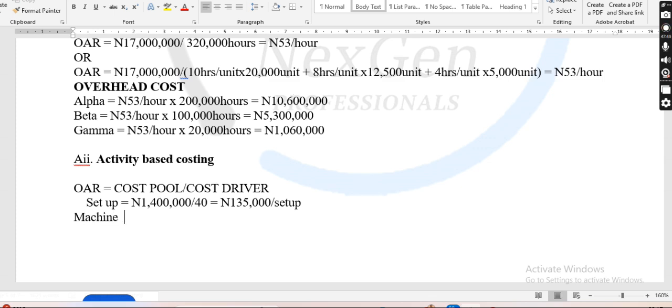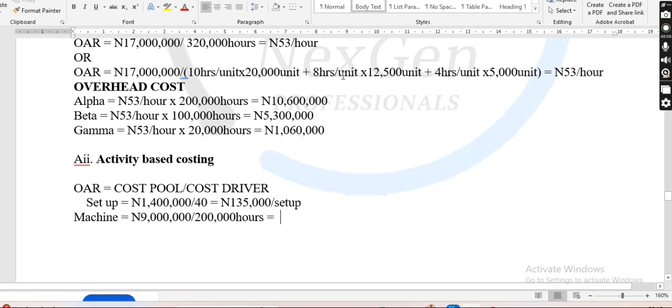Machine, right? And the machine is 9 million divided by 200 hours. I will correct the other ones. 200 hours, right? We see, like what Leslie just mentioned. So you can see that this setup rate is what we will charge to each of the products.